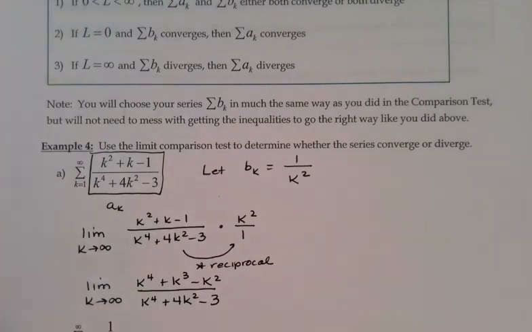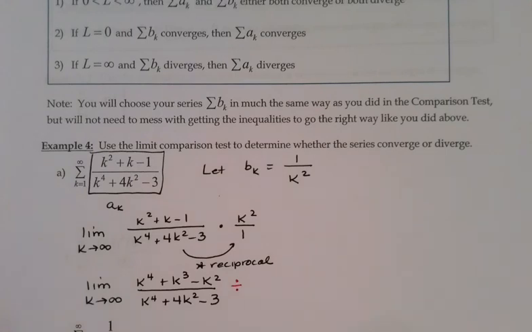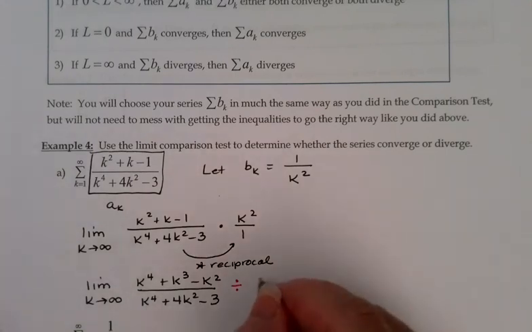Definitely the infinity over infinity case. I could do L'Hopital's rule, but with that 4th power, it's going to take about 4 derivatives to get there. So I think I'm going to do a throwback here to Calc 1. Remember the little process where we sometimes divided the top and the bottom by the highest power? In this case, k to the 4th.